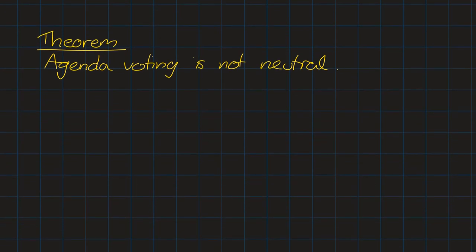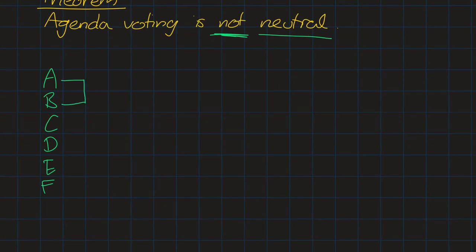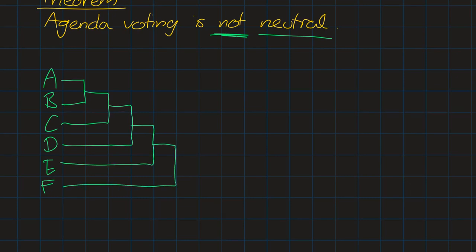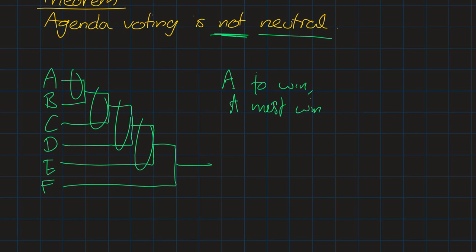Well, unsurprisingly, the agenda voting system is not neutral. Okay, and one way you can see this is I can just make a sort of agenda like this. Okay. And you can see that this is not neutral, because for A to win the whole election, A must win 1, 2, 3, 4, 5 head-to-heads.